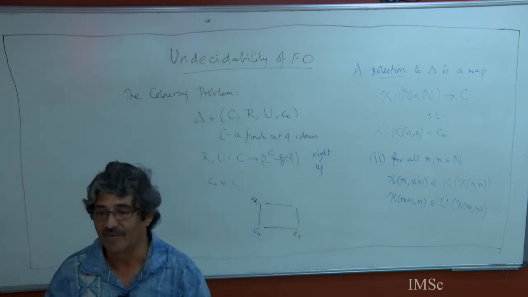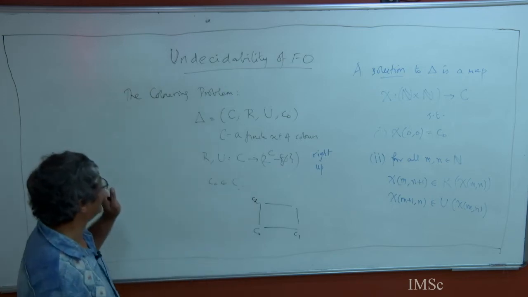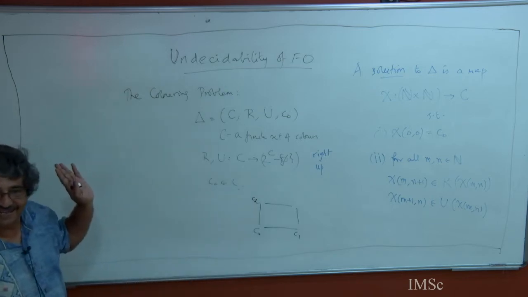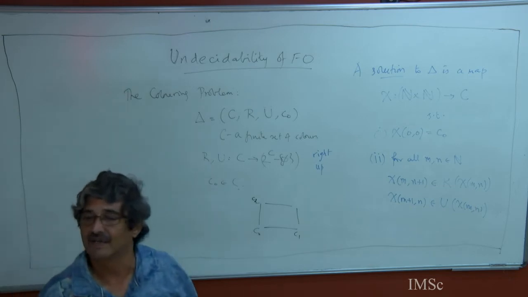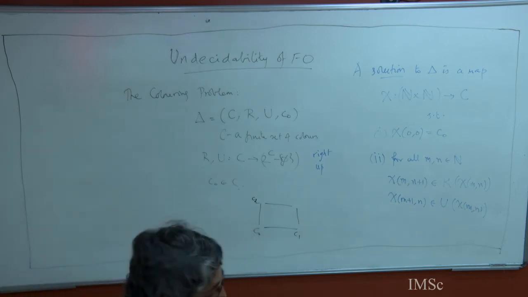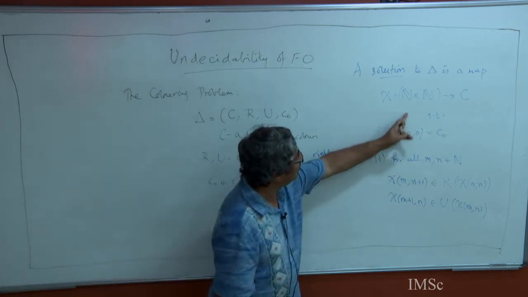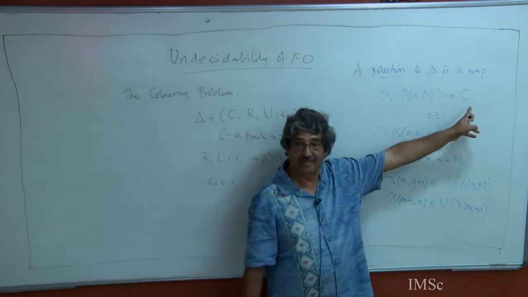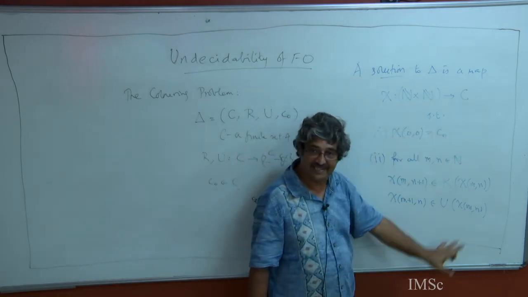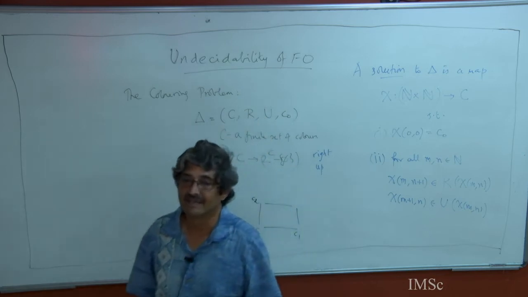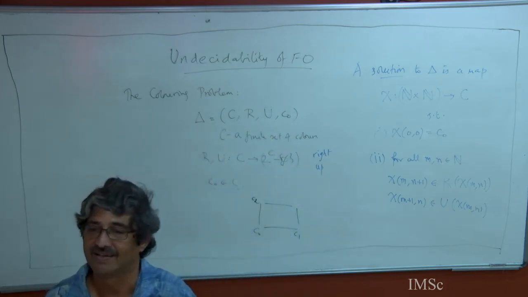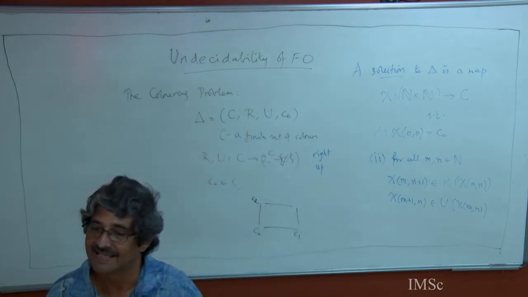This is a coloring problem, and we can show that this is undecidable, right? C1 and C2 are any random colors, whatever, it's up to you, right? You want a coloring from n cross n to C that satisfies these conditions. That is the solution, that's all, right? Is it clear?